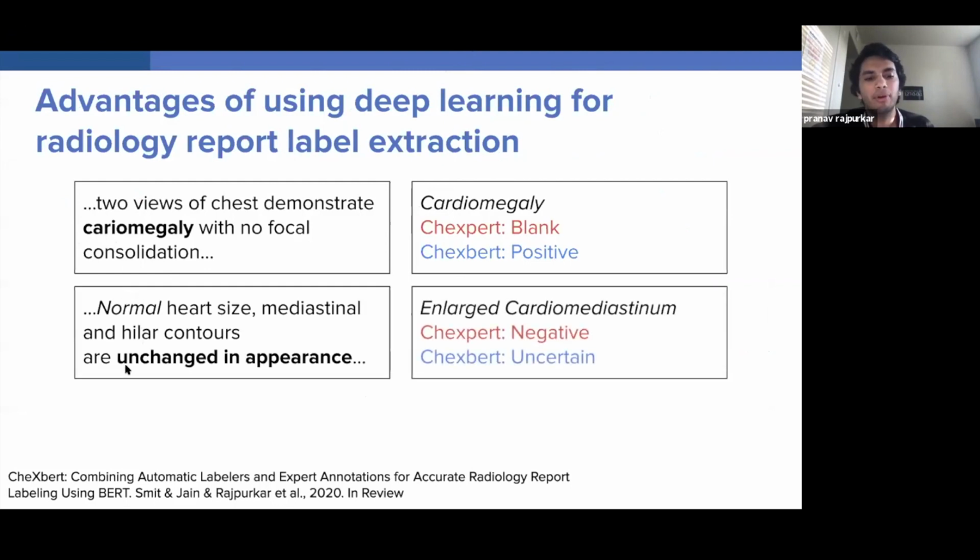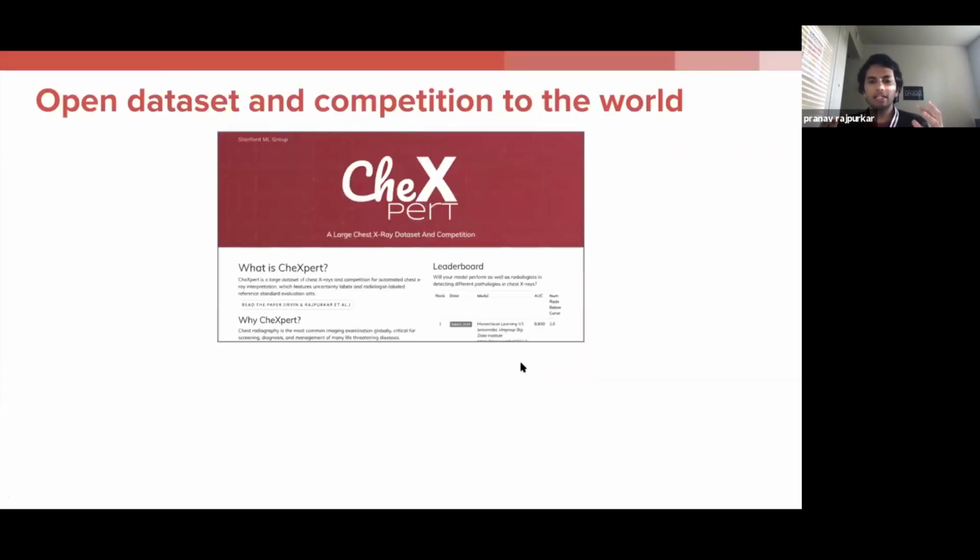Similarly, here's an example of a radiologist conveying that this particular disease is unchanged in appearance. And the original system said this disease doesn't exist, when in reality, the idea is this disease may or may not exist, but all we know is it's unchanged, so we mark it as uncertain. There are a lot of these subtle things that you can get right with deep learning systems in terms of handling edge cases.